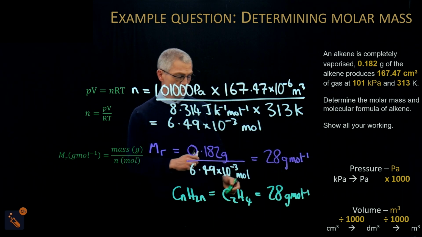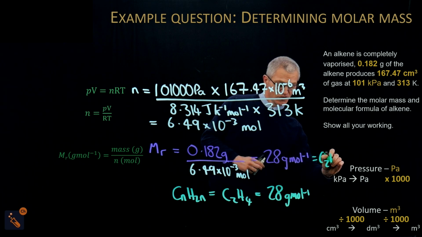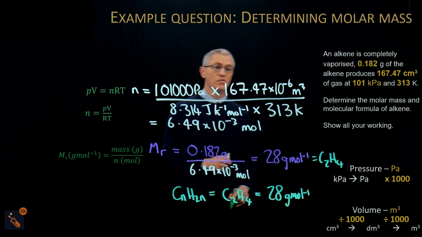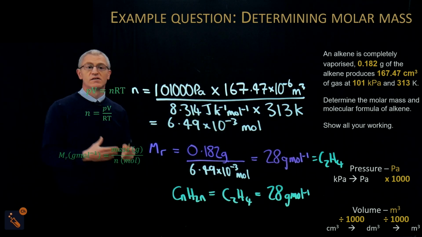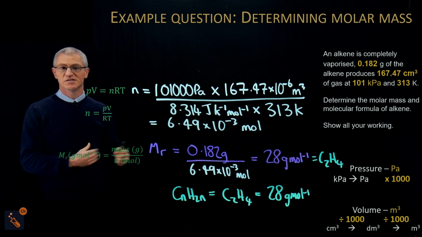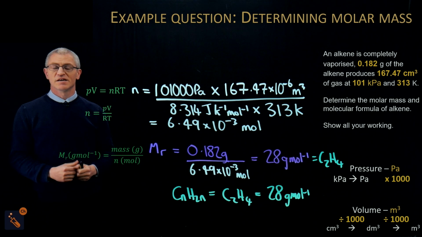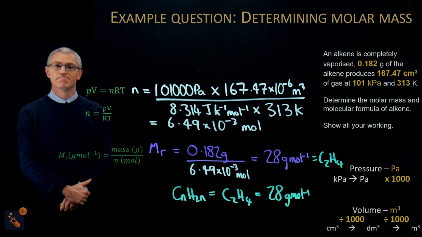So therefore, this here is going to equal C2H4. Okay, and my molar mass is 28, and my molecular formula is C2H4. And that is how you use PV equals nRT to determine a molar mass of an alkene.